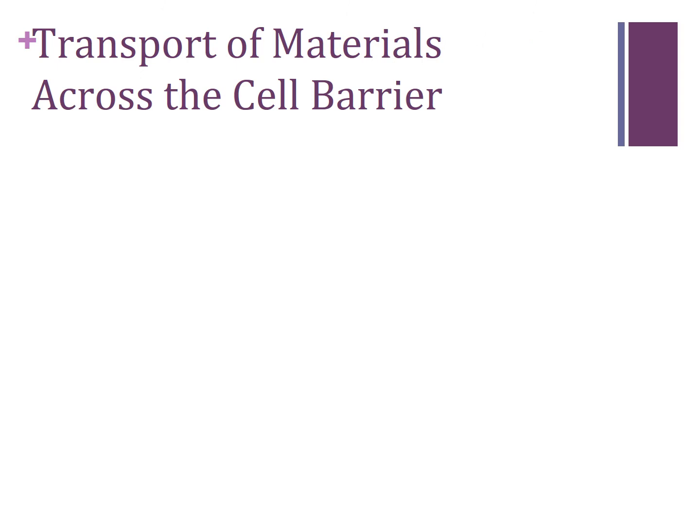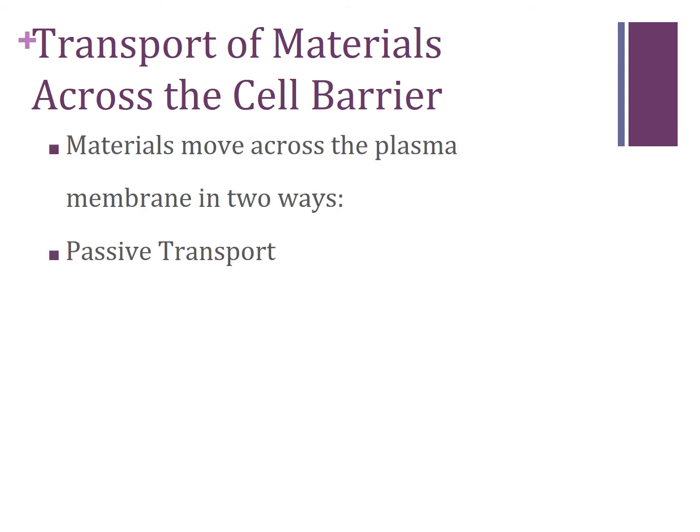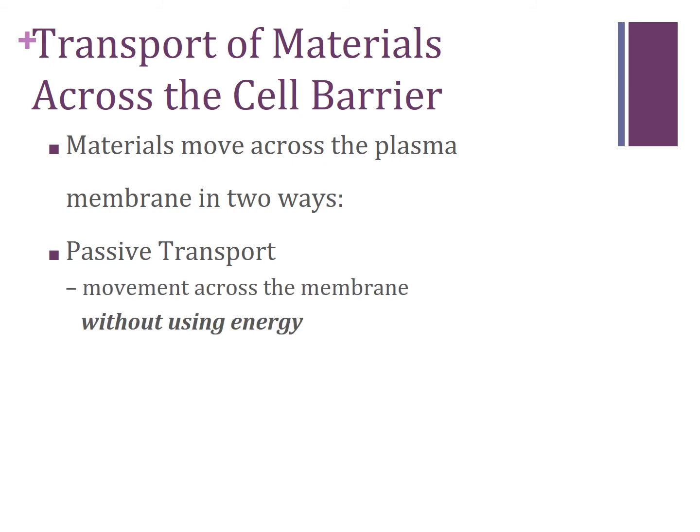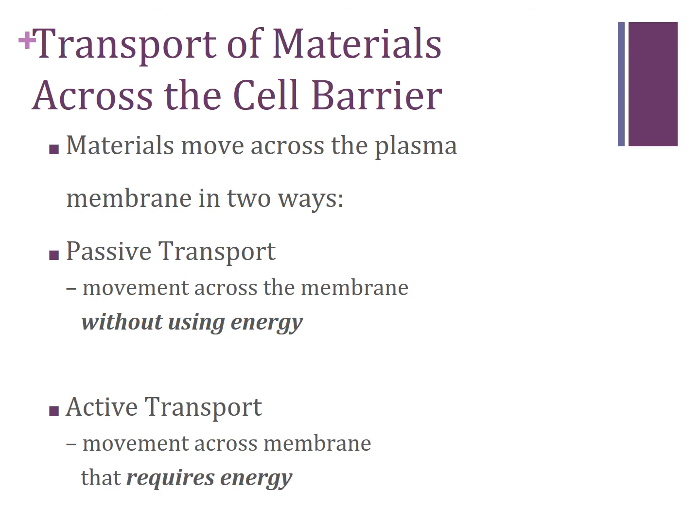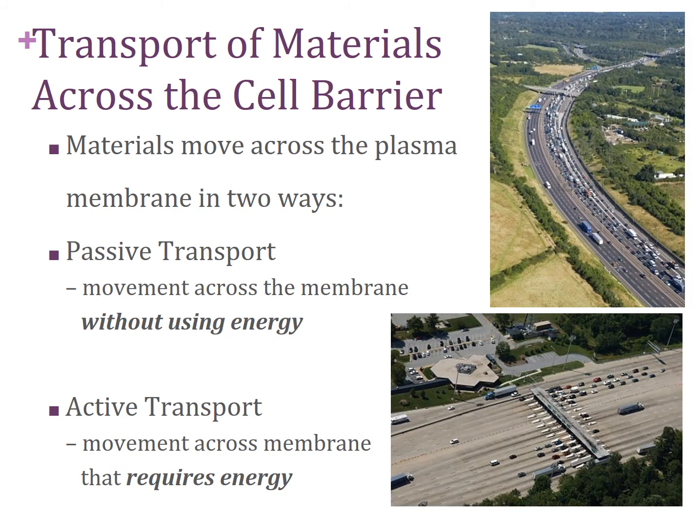So there are two different ways that things will move across the cell membrane. The first way is passive transport. This is moving across the cell membrane without using any energy at all. There's also active transport. This is movement across the cell membrane that will require energy, okay? And we can compare it to these two pictures on the right.